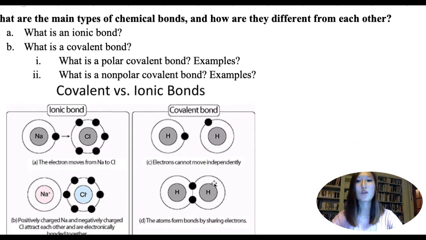Now we're going to talk about chemical bonds. There are different types of chemical bonds because different types of elements interact with each other in different ways. So there's something called electronegativity. The electronegativity is how much an atom is attracted to the electrons around it, okay?